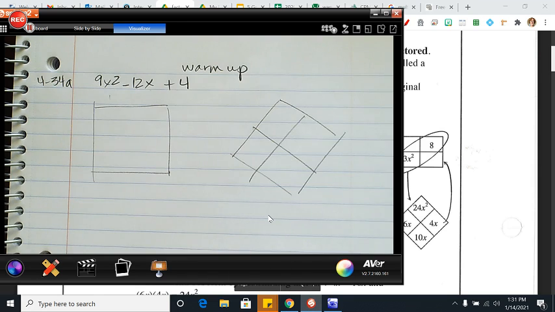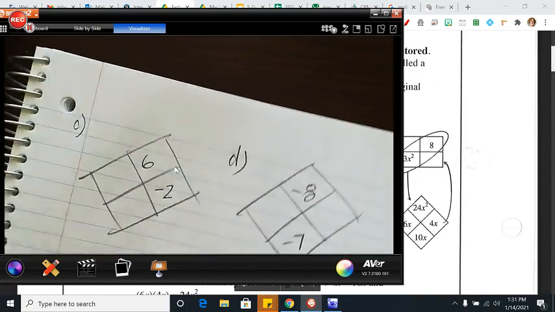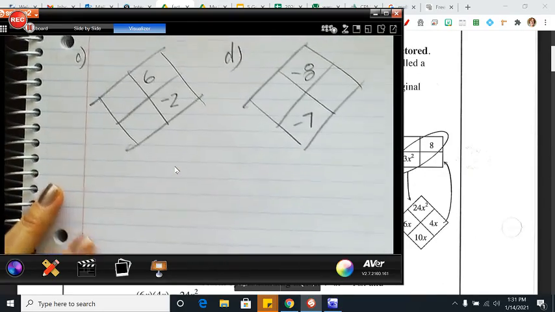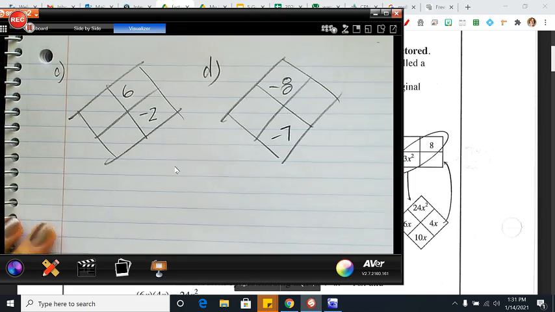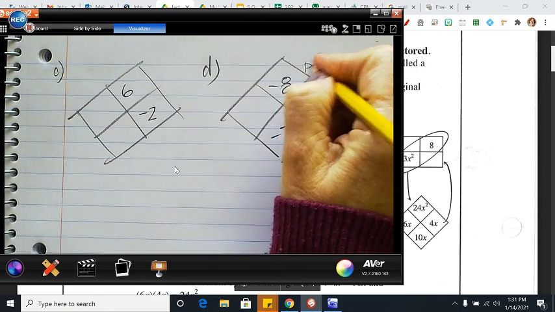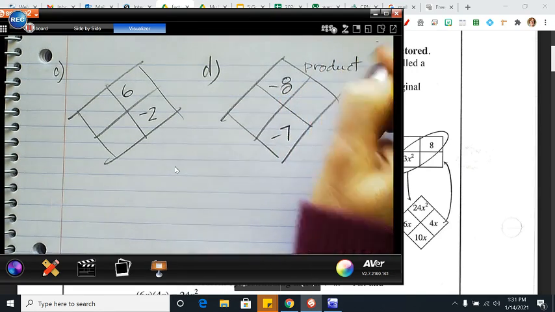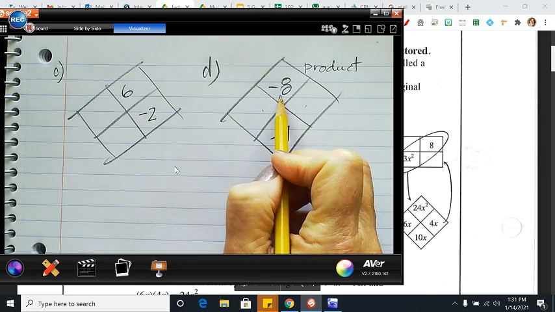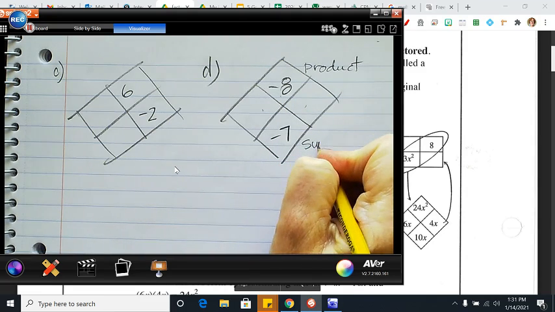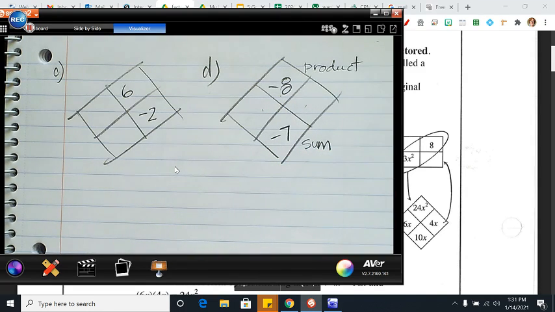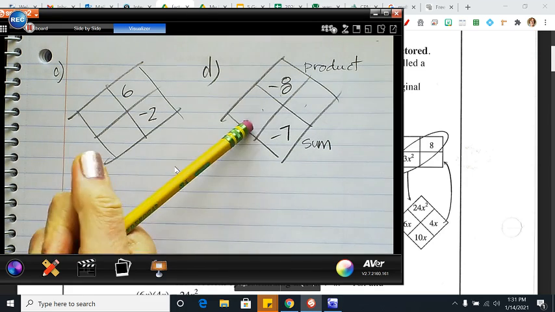For the sentence stem, for our check-in, we actually did some diamonds and just practiced using the diamond. So the diamond is just a little puzzle, and it's asking you for two numbers that multiply to give you the top and add to give you the bottom. So let's practice with this one.